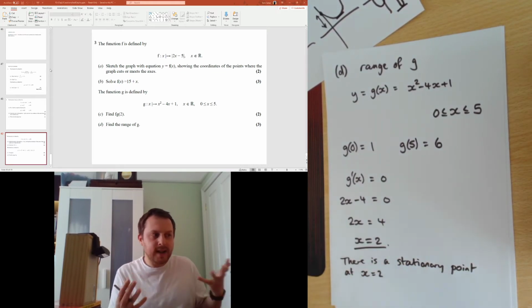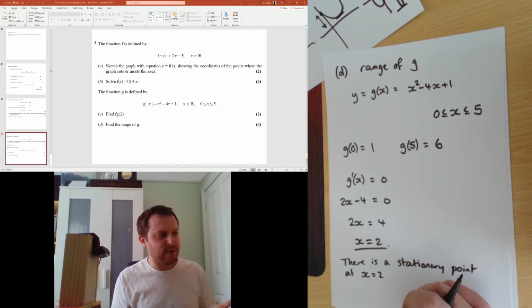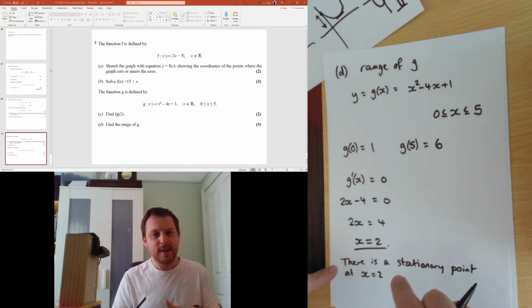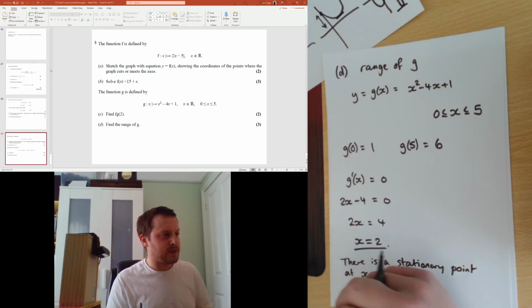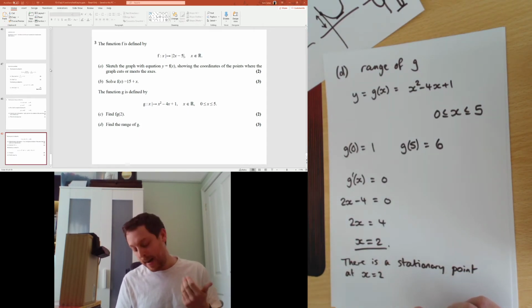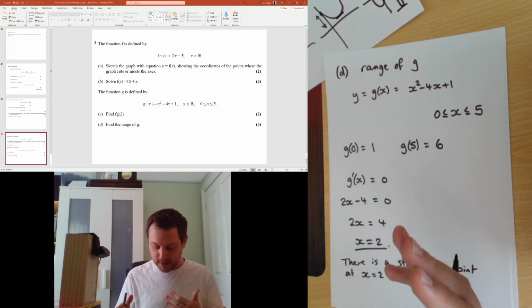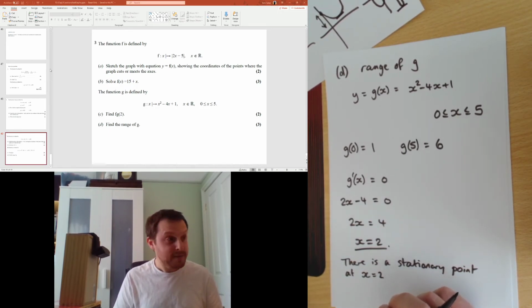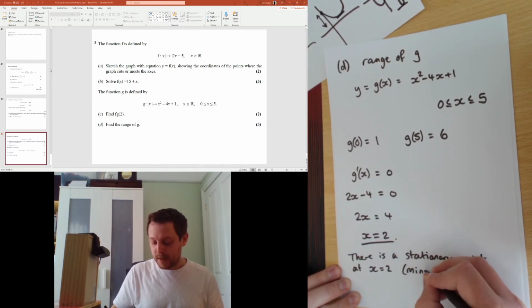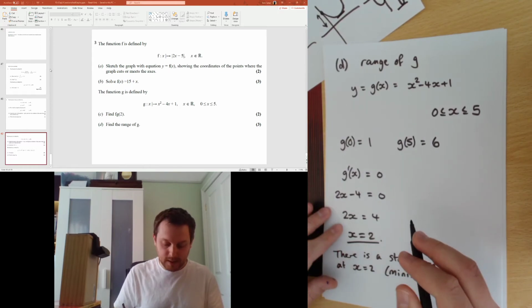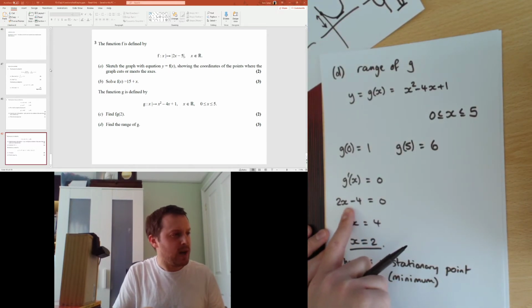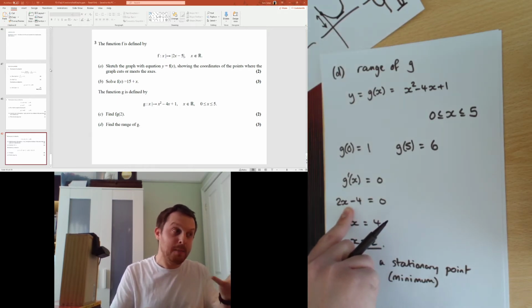Now technically speaking, although I feel fairly confident to suggest that you can get away without doing it for this, there is a bit more work to be done to say it is a minimum. You have to differentiate again, and show that the second derivative is positive. So there's a stationary point at x equals 2. I'm just going to say it's a minimum. Although, to be fair, when you differentiate this again, you get 2, and 2 is positive. So there you go. It's a minimum.